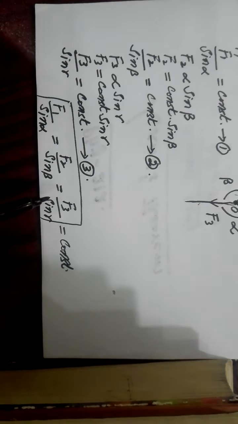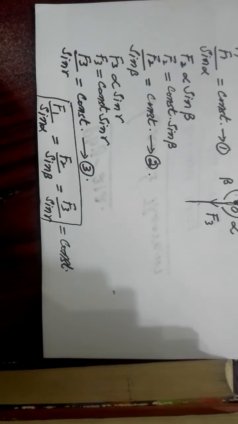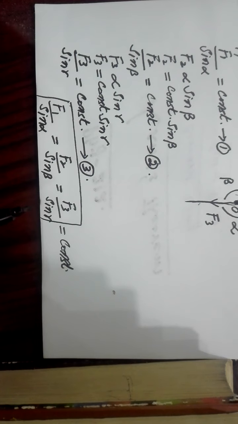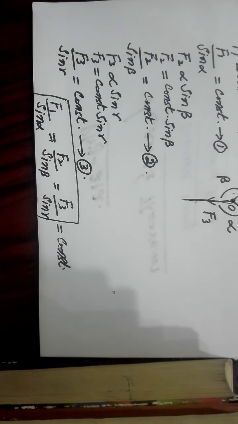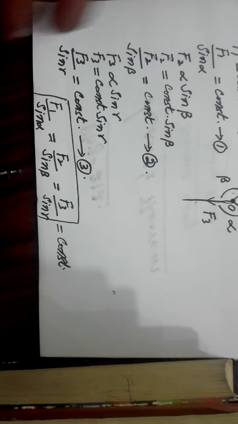Now if you have three forces acting at a point in equilibrium, then you can find any of the unknown forces among these three forces. You can equate all these three equalities, or you can take any two of these.